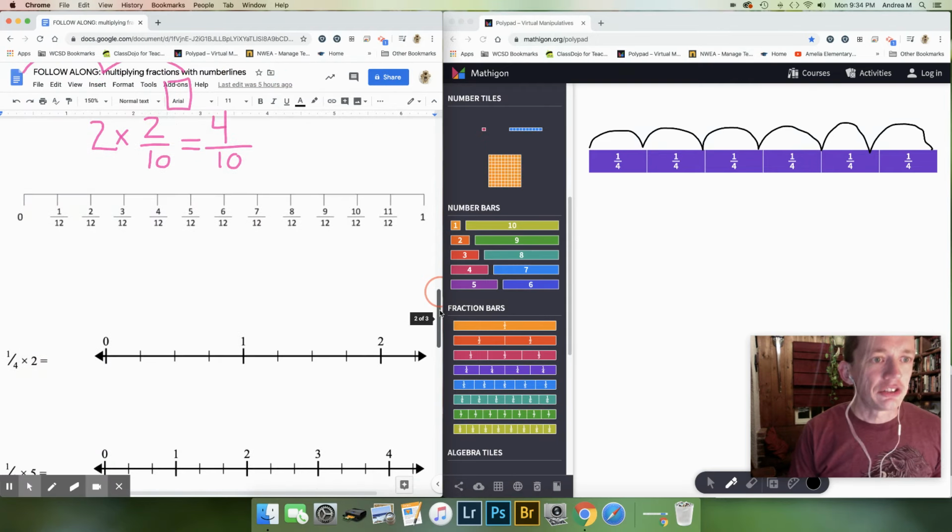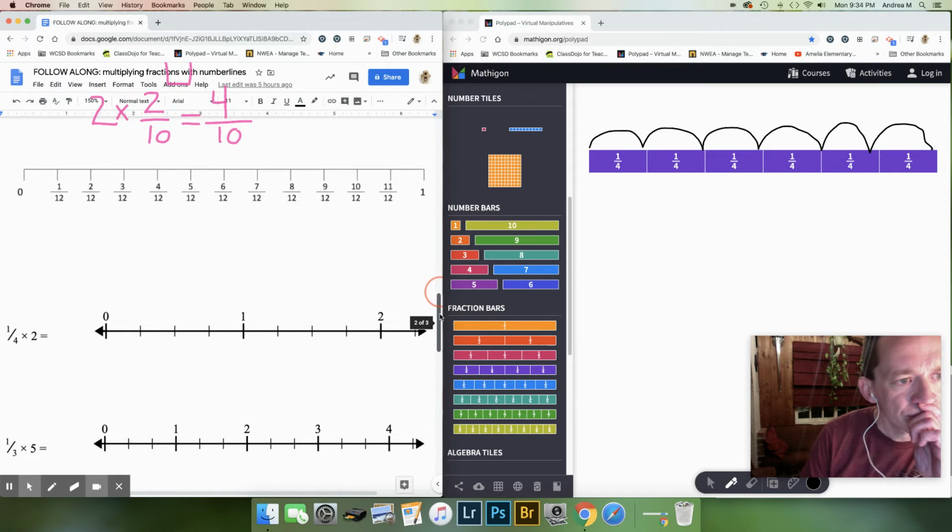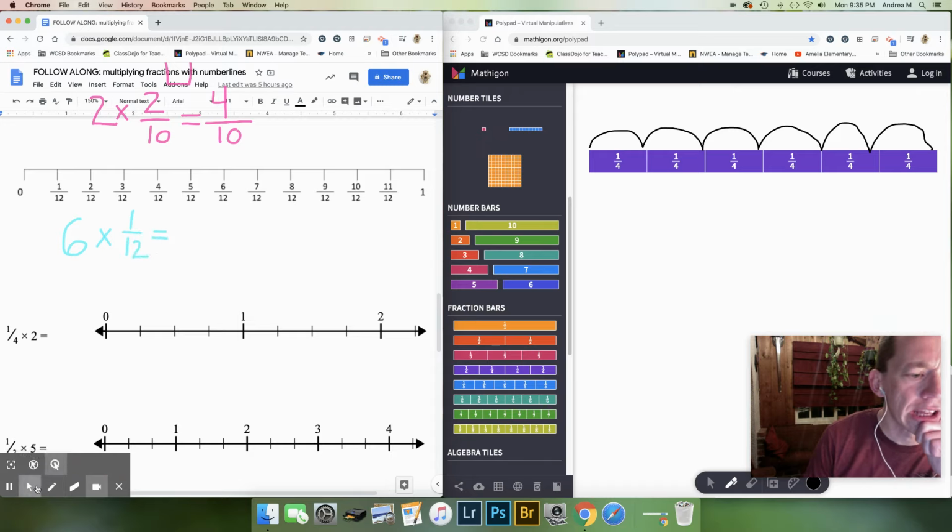Awesome. All right, so let's do this one here. Let's change it up. Let's go back to this aqua tealy color. I guess I'm going to make that word up. Let's go 6 times 1/12. Okay, try that out.